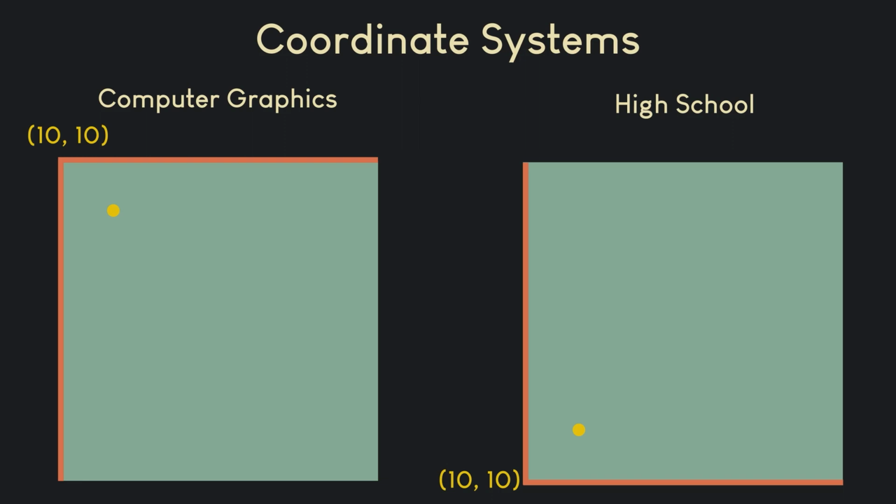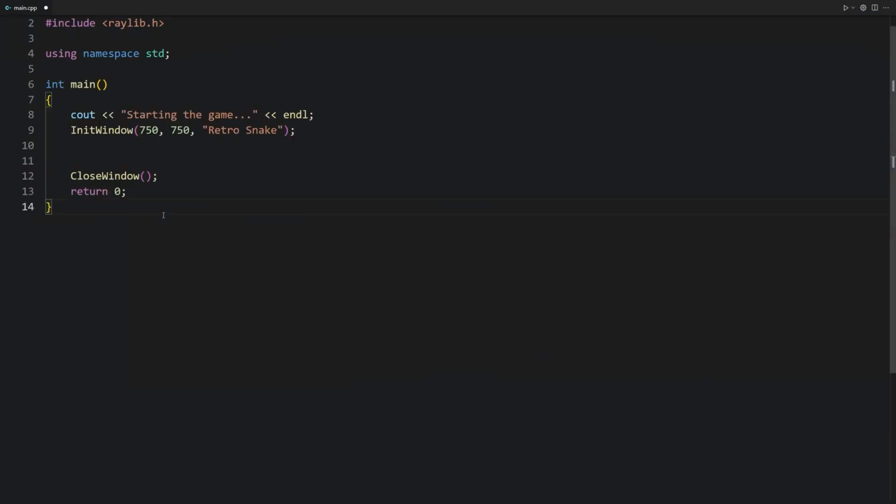That's why it is important to understand the differences between the two coordinate systems. The basic setup of the game is ready. Let's now work on the game loop. The game loop consists of 3 parts.